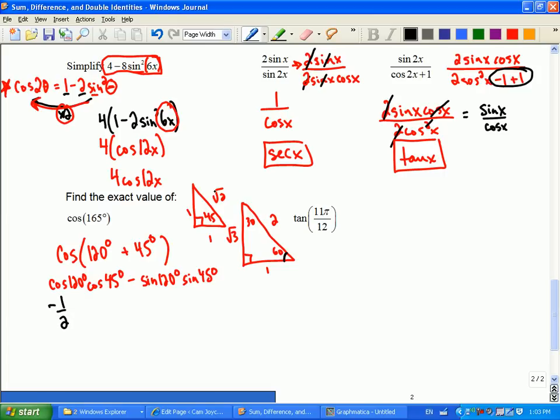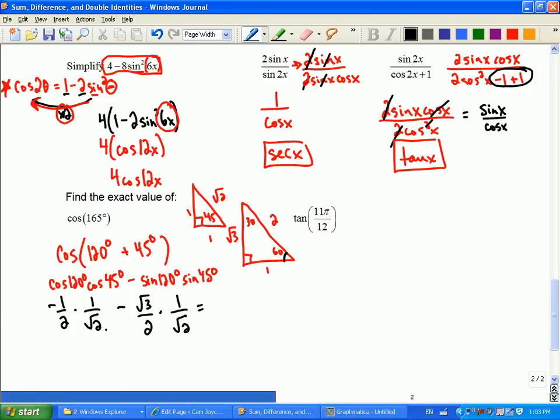For the cosine of 45 degrees, that's going to be right out of the triangle. It's going to be 1 over root 2. And sine of 120, in quadrant 2, sine's positive, and the sine is going to be root 3 over 2. And sine 45, that's 1 over root 2.